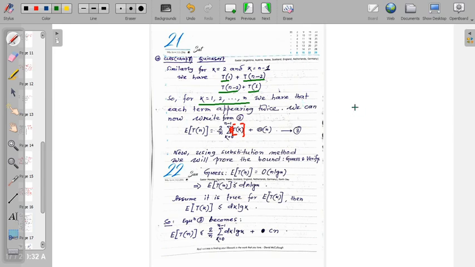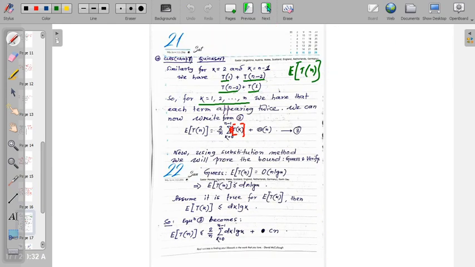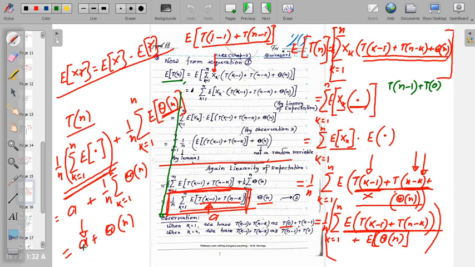Similarly, T1 will be coming twice. T2 will be coming twice. Likewise, we are observing that for k equals to 1 to n, each term appears twice. So what we can say right now, this expectation of Tn is going on and on. This expectation of Tn became A plus theta n.